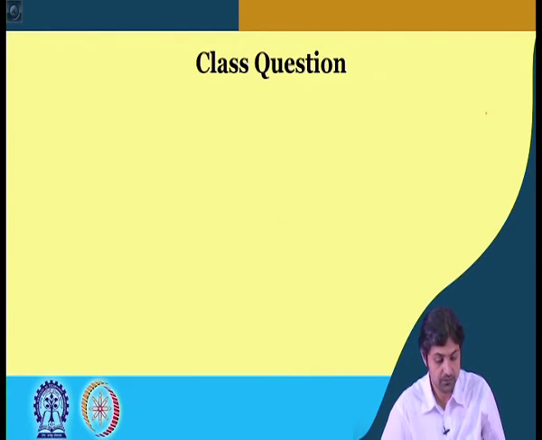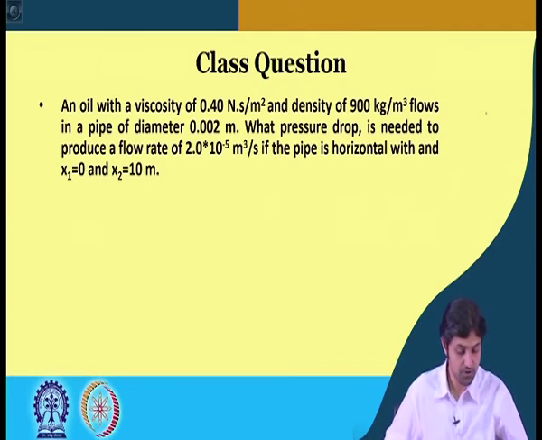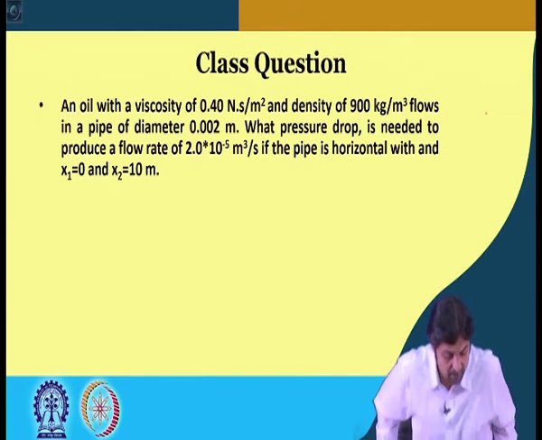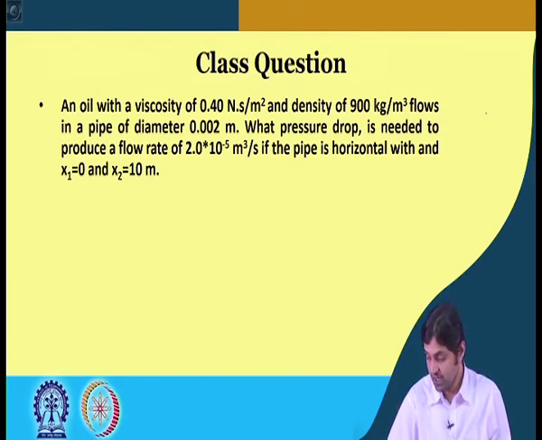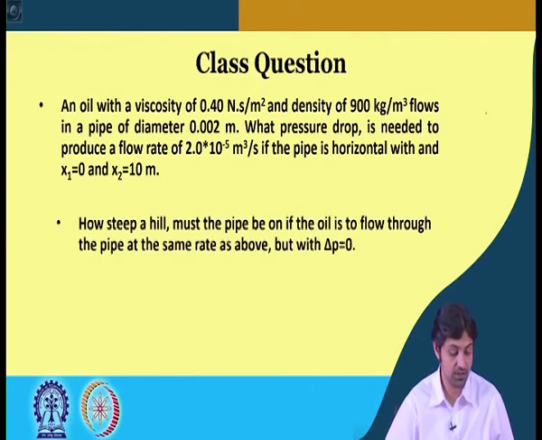Good. Now we are going to solve a question which says that an oil with viscosity of 0.4 Newton second per meter square and density of 900 kilogram per meter cube flows in a pipe of diameter 0.02 meter. What pressure drop is needed to produce a flow rate of 2 into 10 to the power minus 5 meter cube per second if the pipe is horizontal with x1 equal to 0 and x2 equal to 10 meter? That is the first question.